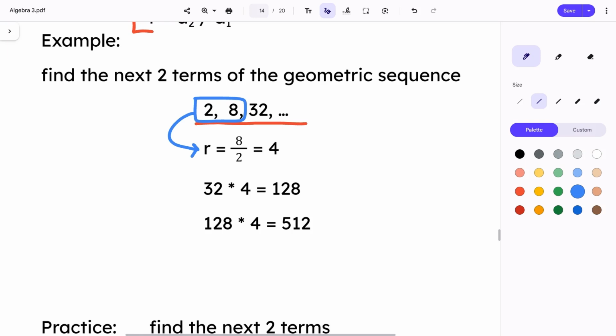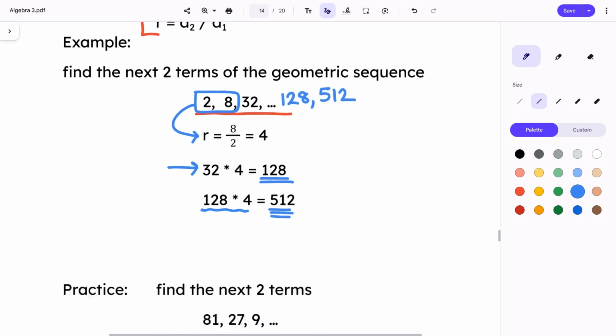2 times 4 is 8. 8 times 4 is 32. Then we would continue that pattern to find the next couple of terms. The next one would be to take the 32, the last term, times 4, and they get 128. Then you take that 128, the next one if I added it on, times 4, and you get 512, and that would be the next term in the sequence.